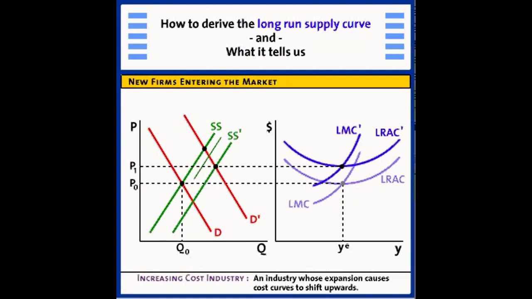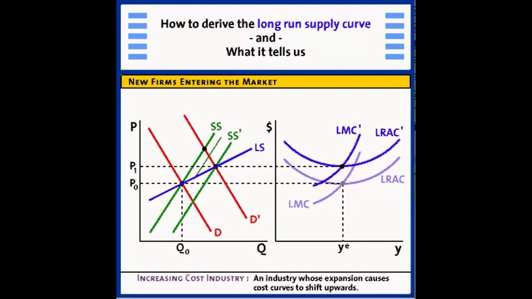If I connect these two dots, I get what we call in economics the long-run supply curve. The long-run supply curve shows what happens to minimum average cost as an industry expands. In our case, we were talking about an increasing cost industry. When an increasing cost industry expands, the minimum average cost of production rises as firms compete for a strictly scarce resource and push up the costs of production. The long-run supply curve in this case is upward sloping.